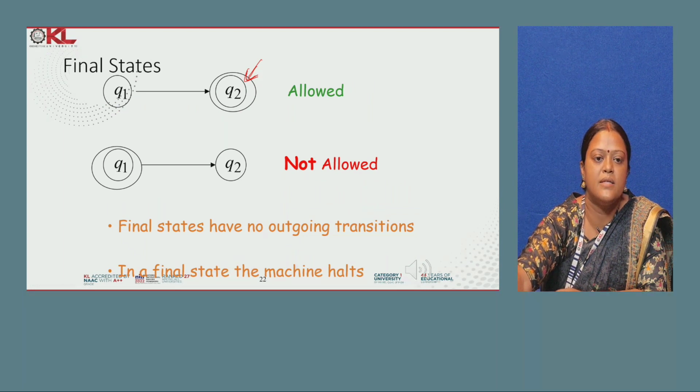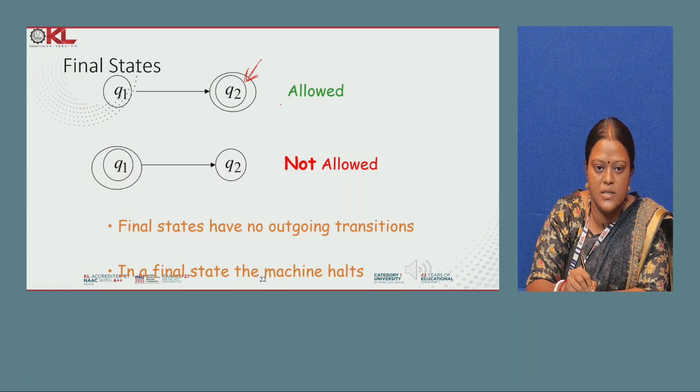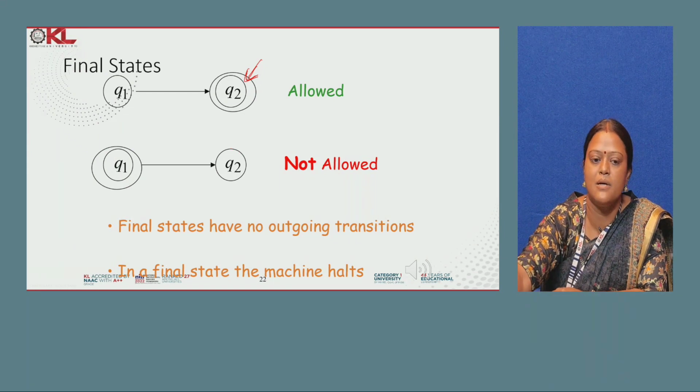Now, regarding the final state, in relation to DFA, we have seen that from a final state we can also move to further states; that is allowed in DFA. But in a Turing machine, we have to remember one important point: the final state has to be considered as final. That means no more transitions are allowed after the final state. The final state has no outgoing transitions.